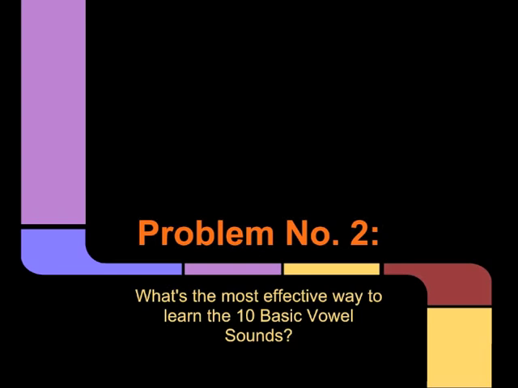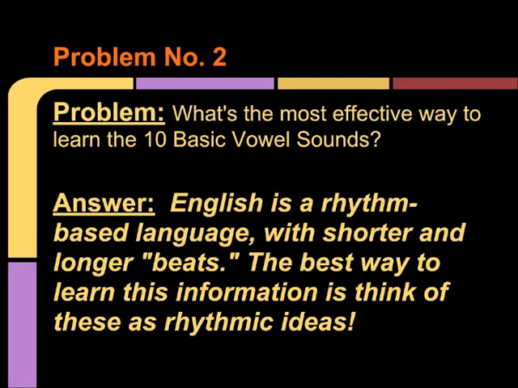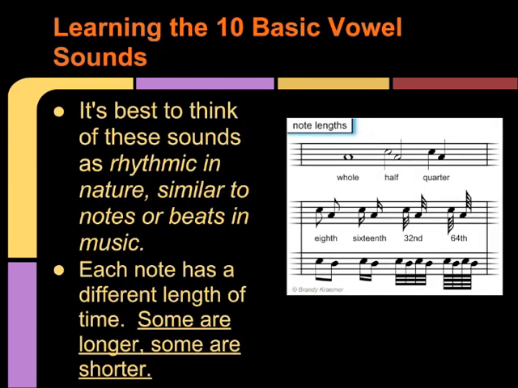Problem number 2. What's the most effective way to learn the 10 basic vowel sounds? The answer is that English is a rhythm-based language, with shorter and longer beats. The best way to learn this information is to think of these as rhythmic ideas. It's best to think of these sounds as rhythmic in nature, similar to notes or beats in music.